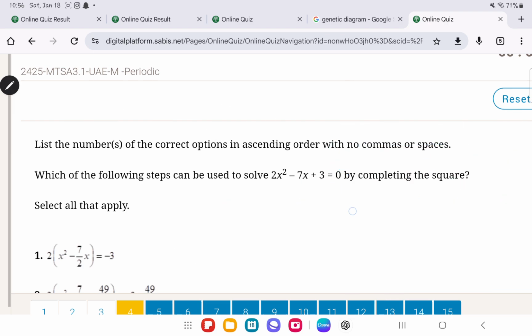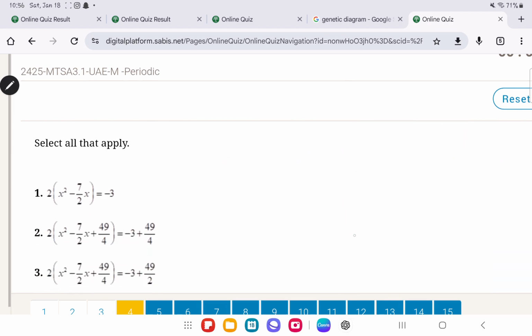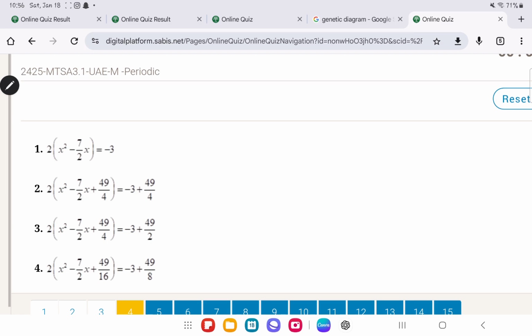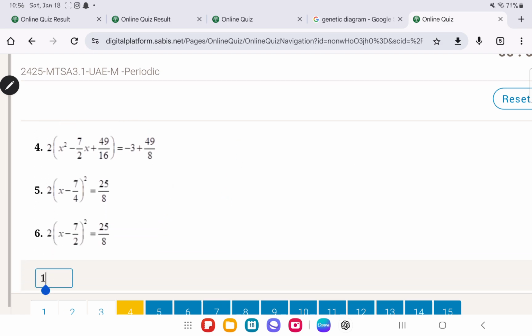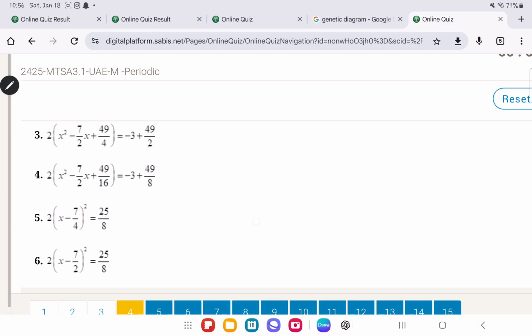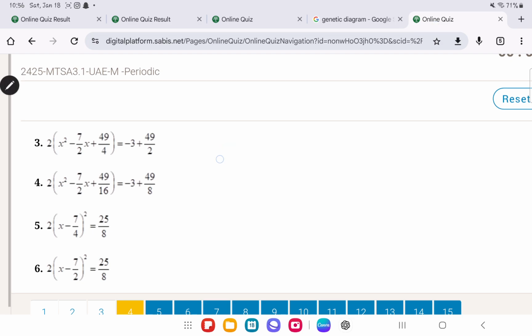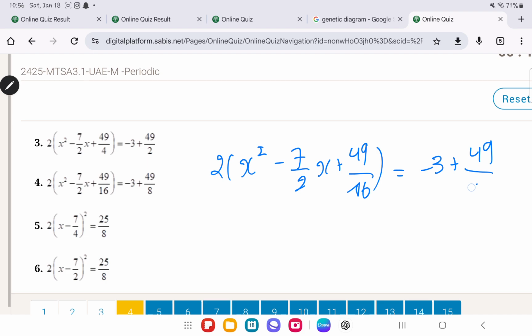So let us check which answer this is. It is answer number 4. So we are going to put number 4. Now after that, we need to solve it. So we got 2x squared minus 7 over 2x plus 49 over 16 is equal to minus 3 plus 49 over 8. We are then going to solve it and simplify it.